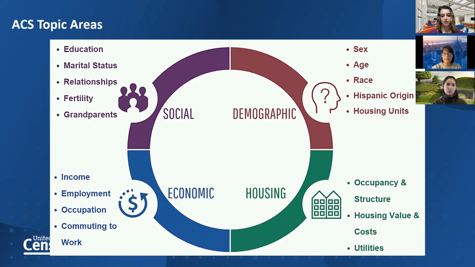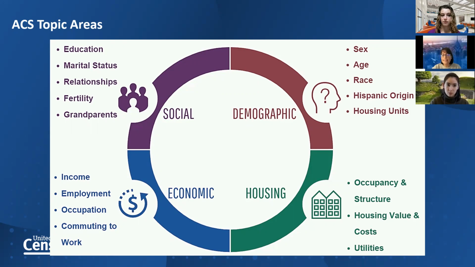Okay, so let's talk a little bit about the ACS. So ACS data is broken down into 4 different topics. And this is just a sample from each topic. I kind of just want to give you an idea of what you can get. So under the social data, you can get information such as education, marital status, relationships, fertility, data on grandparents who care for grandchildren. Under demographic, you can get your basic demographic data: sex, age, race, Hispanic origin, and housing units.